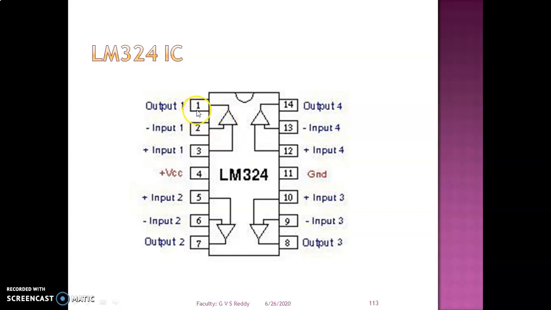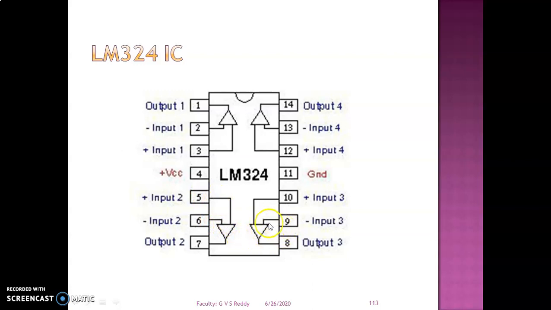See, pin number 1 represents the output of the first operational amplifier, and pin number 2 represents the inverting input terminal, and pin number 3 represents the non-inverting input terminal of the first operational amplifier, and pin number 4 positive power supply, and pin number 11 represents negative power supply. Next, for operational amplifier 2, pin number 7 is the output, and pin number 6 is the inverting input terminal, and pin number 5 is the non-inverting input terminal.